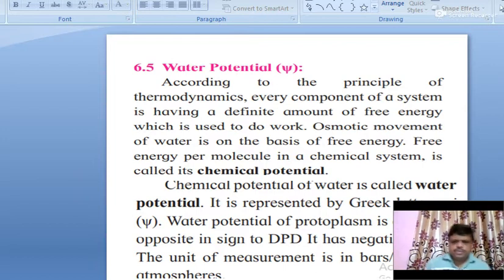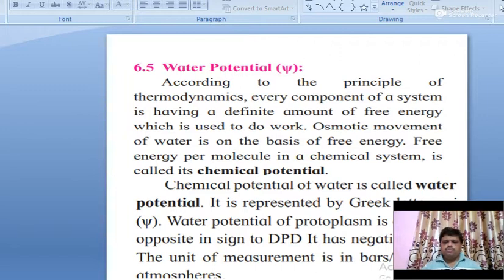Hello students, today you are going to study one more point of the plant water relationship topic, that is water potential, which is denoted by the symbol psi. Let us see what water potential is. According to the principle of thermodynamics, every component of a system has a definite amount of free energy which is used to do work.